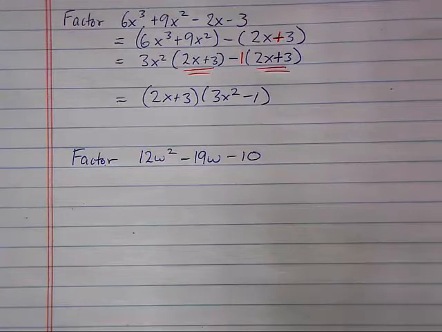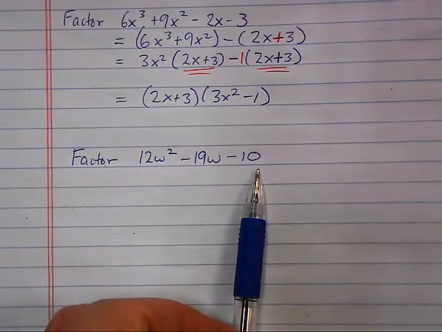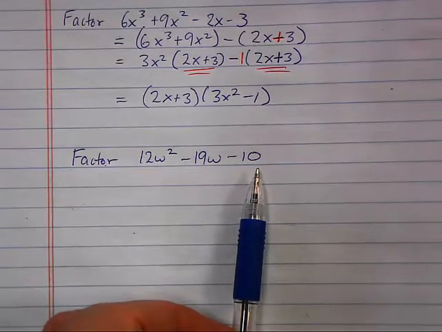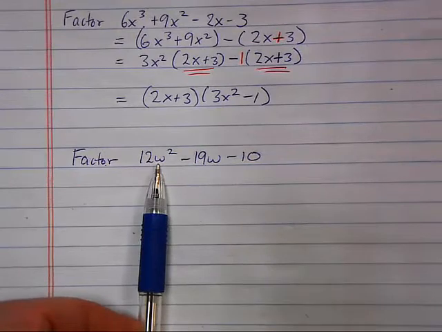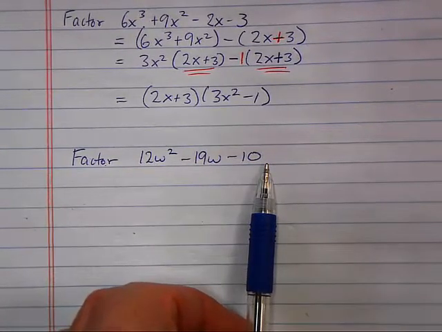I start exactly the same way. I see the word factor. Anytime I see the word factor, the first thing I look for is a greatest common factor. Is there a greatest common factor for this problem? No, there's nothing that's common to all three pieces, is there? 12, 19, and 10, those numbers don't have anything in common other than the number 1, which doesn't do us any good. I got a W there, I got a W there, but I do not have a W on the end. So there's nothing common.